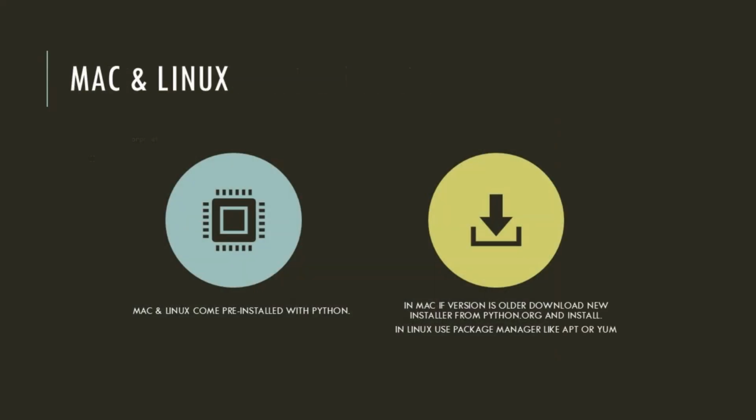For Mac users, Python already comes pre-installed on Mac OS, but it's usually an older version. You can download the latest version from python.org and install it the same way. For Linux users, most distros already include Python. If needed, you can install Python using your package manager such as apt or yum.